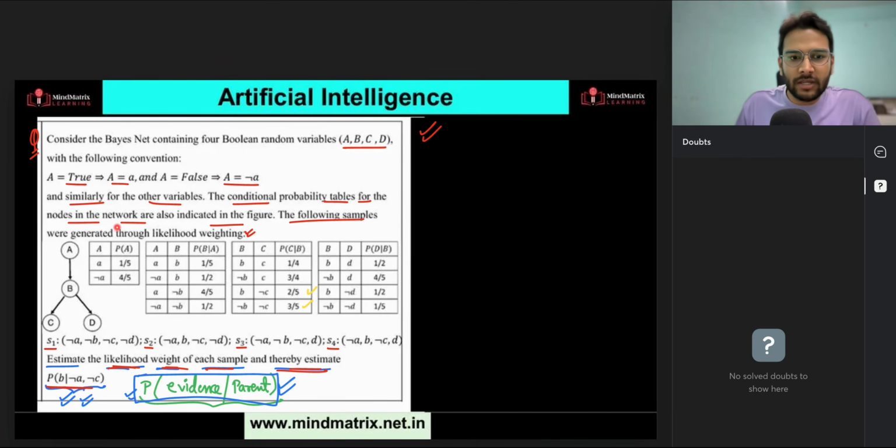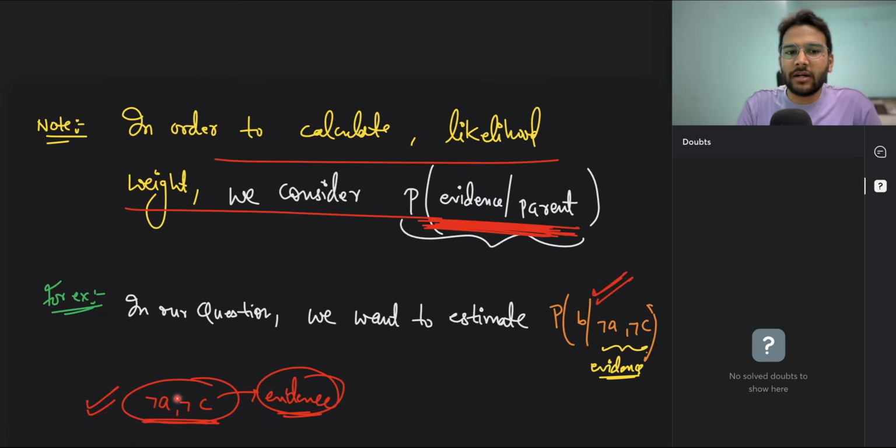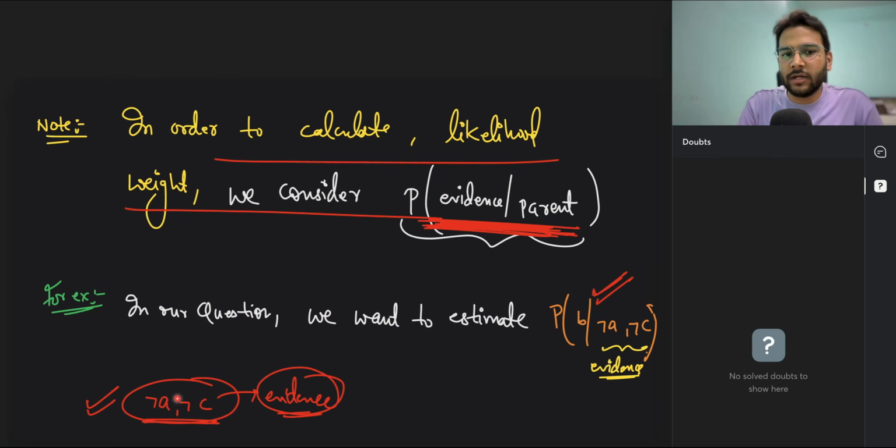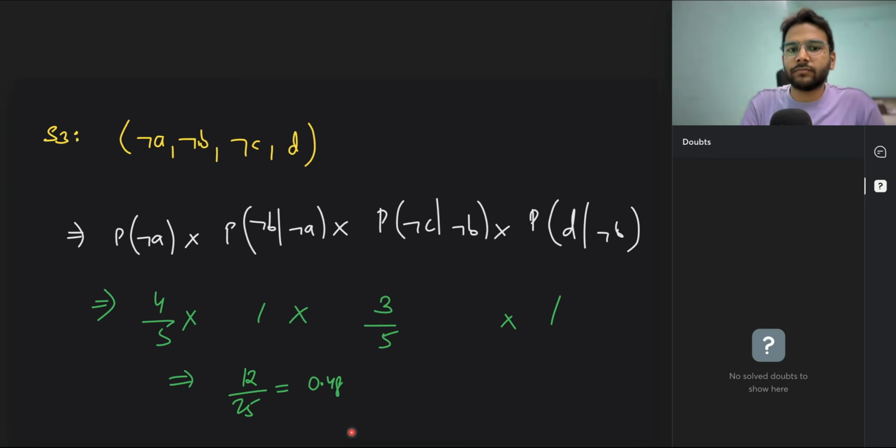What I'm saying here is, carefully see, it is B here, it is B here. In these 2 samples, it is B. In the other samples, S1 and S3, it is not of B. So we are not going to consider those. Ultimately, carefully observe here, it is B here, right? So it should be W2 plus W4. Correct? It should be W2 plus W4.